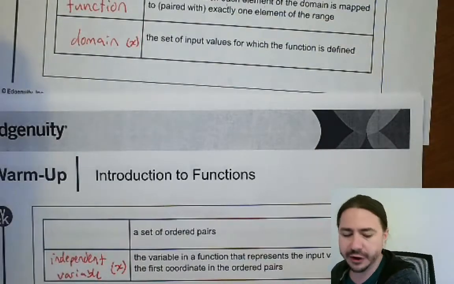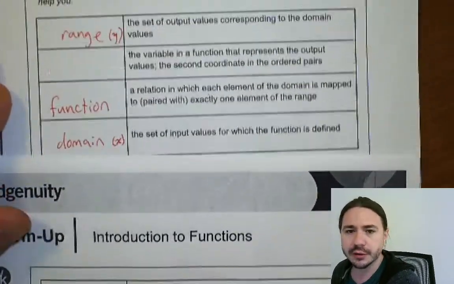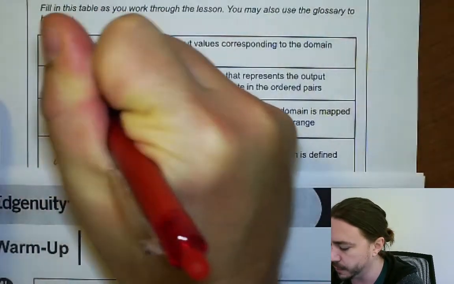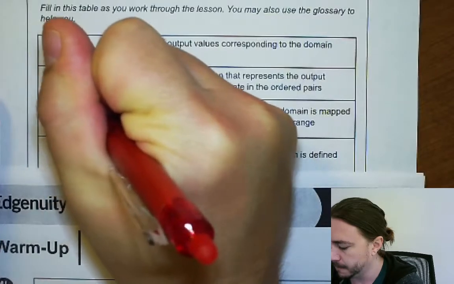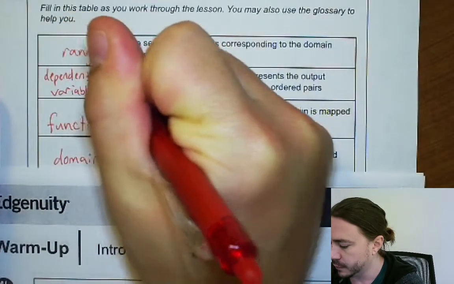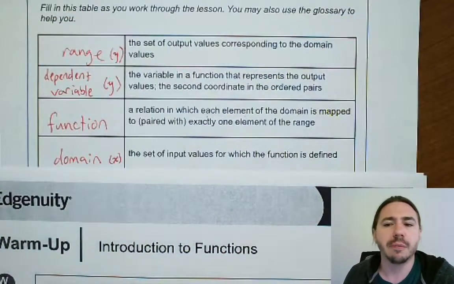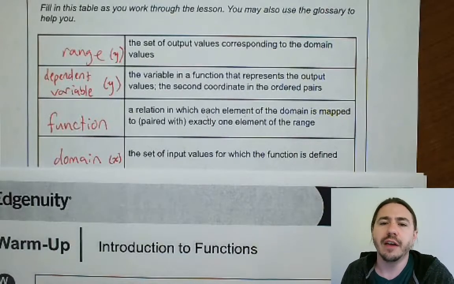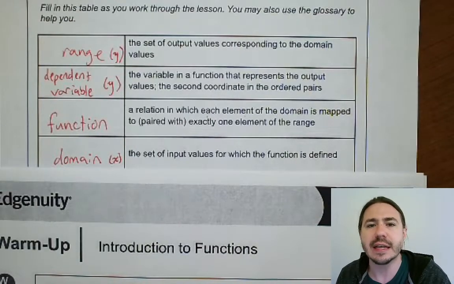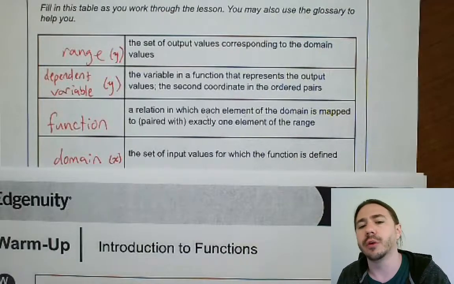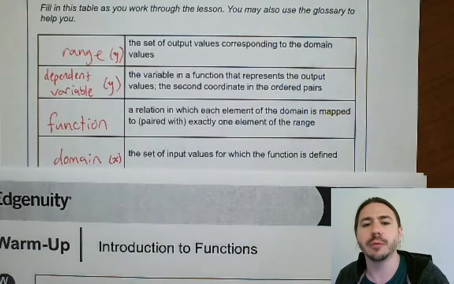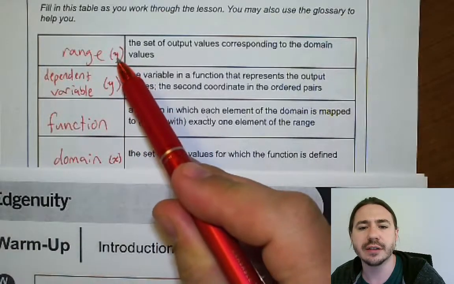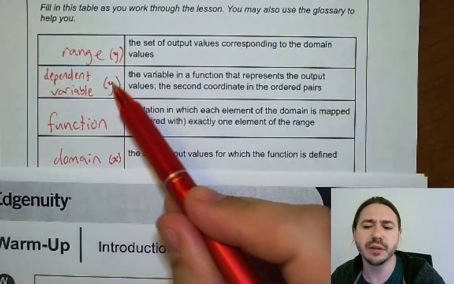The dependent variable. Let's go back up here. Again, weird order here, but the dependent variable is the variable in the function that represents the output values. It's the second coordinate. So if you have a point that's labeled as like (1, 2), the 1 is referring to the independent variable and the 2 is the dependent variable. So it's a good idea to associate this. Again, it's not always going to be y, but typically it is.